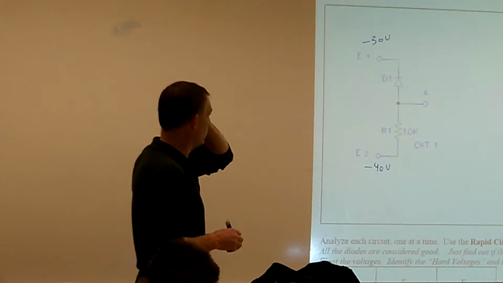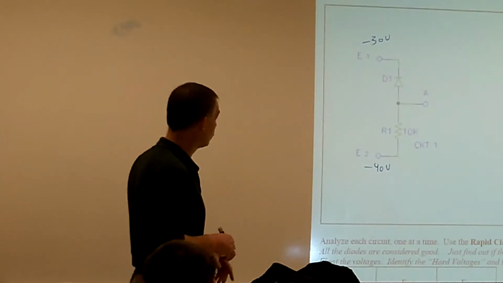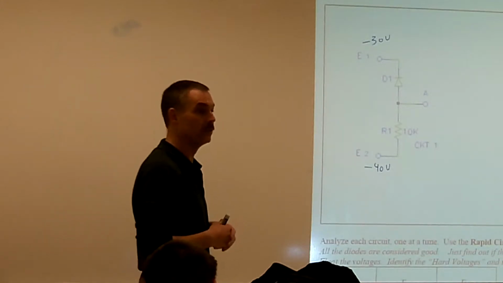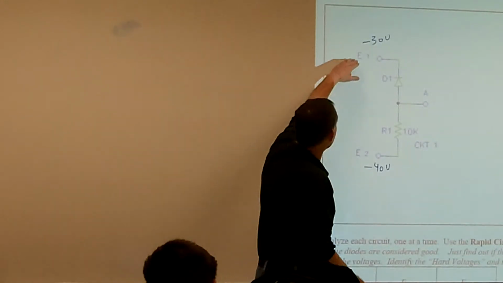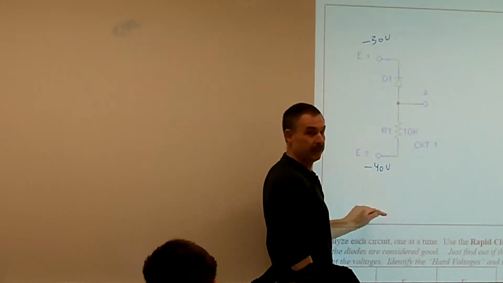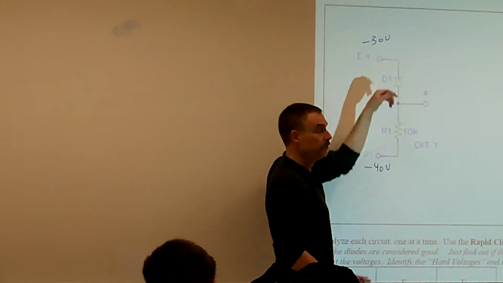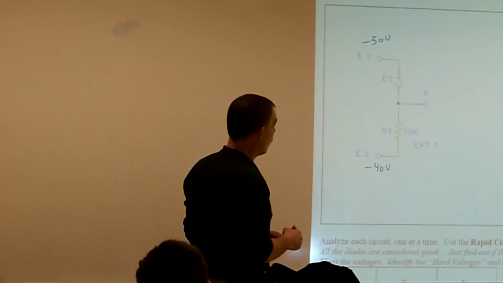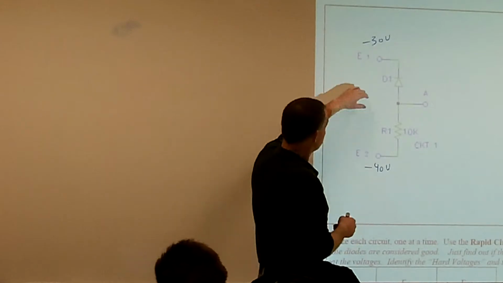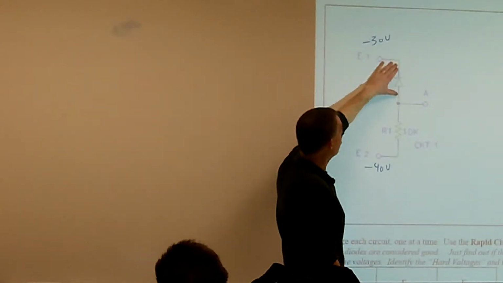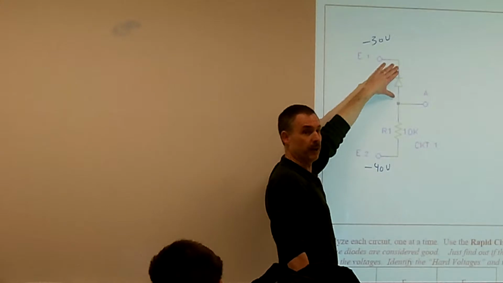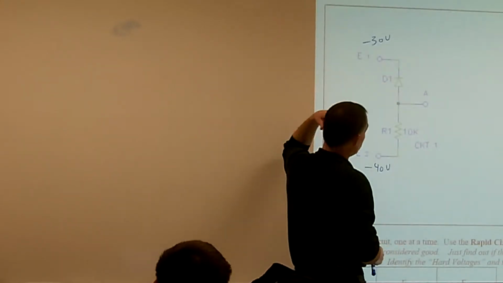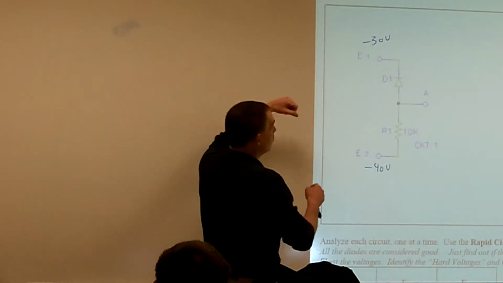At first glance at that circuit, would you consider that diode to be a go or a no-go? A no-go, right? Because my negative 30 is more positive than my negative 40, so we already know that most likely that diode is going to be a no-go. And if it's going to be a no-go, what's it going to drop for voltage? The source voltage, right? So what's my source voltage across that diode one?